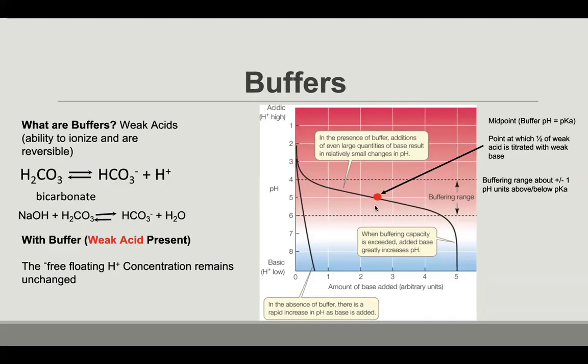Usually the buffering range is around plus or minus 1 pH unit from the pKa. So here the pKa is 5, so the buffering range is between 4 and 6.